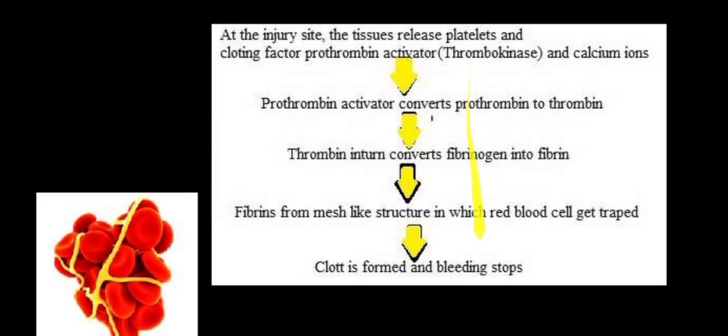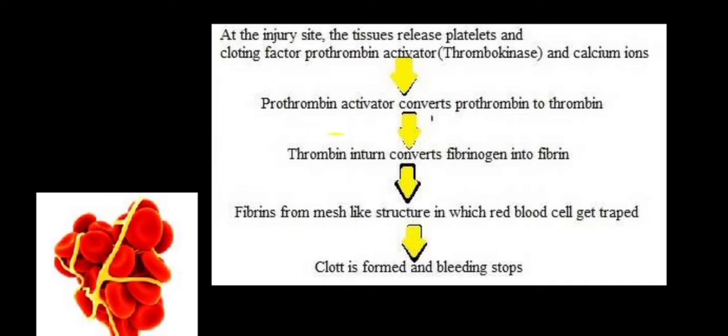And this is a flow chart which helps us to understand the process of blood coagulation. At the site of injury, the injured tissue releases platelets and a clotting factor called prothrombin activator, an enzyme called thrombokinase, along with calcium ions. So platelets, clotting factor and calcium ions are released from the injured site.